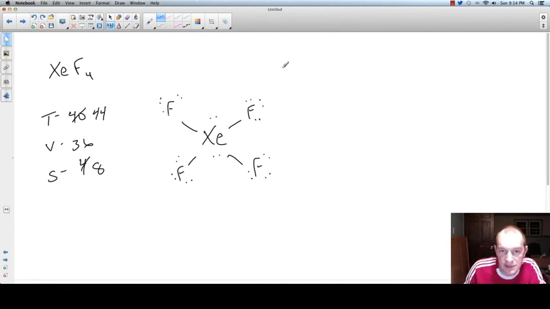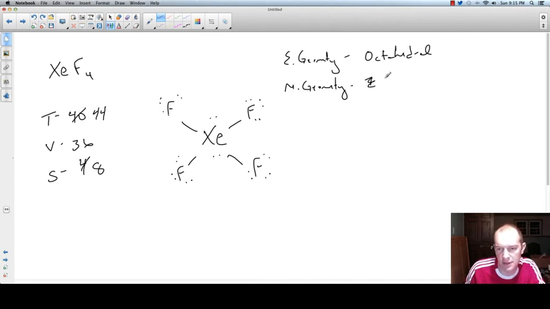Okay, now we can see that the electronic geometry is going to be octahedral. There are 1, 2, 3, 4, 5, 6 areas of electron domain density, and the molecular geometry is going to be, I got that wrong, square planar. That's how they are going to reflect from each other most.